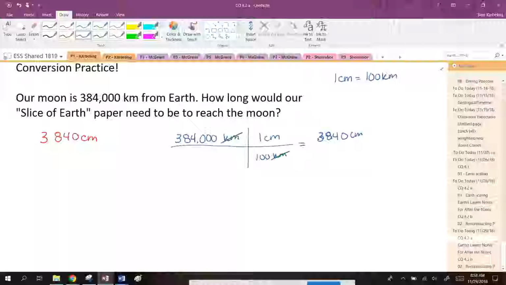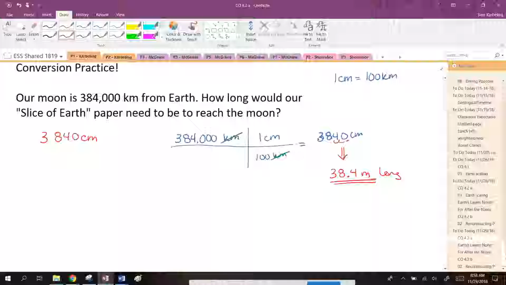Do I just need to get a bunch of meter sticks? How many meters is that? That's what I was about to ask you. How many meters are in a centimeter? Centa means, what does century mean? Do you know? 100. Century is 100 years, right? Centa is 100. There are 100 centimeters in 1 meter. So we need to move the decimal over how many times? 2. 38.4. So that means that my piece of paper needs to be 38.4 meters long.